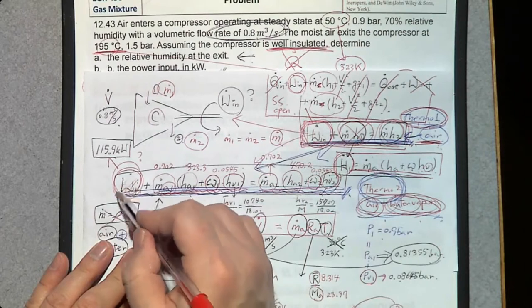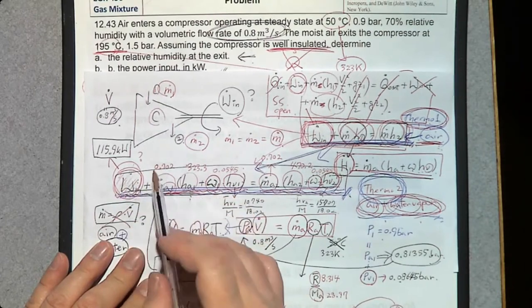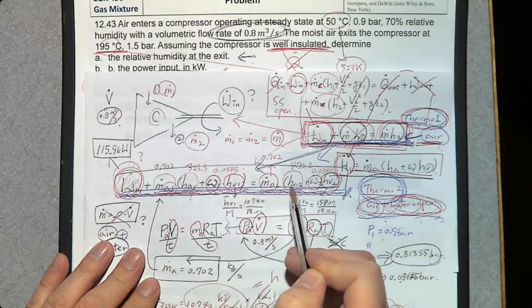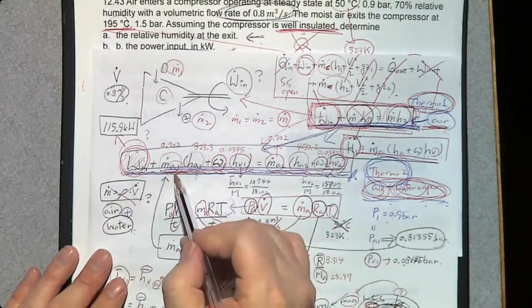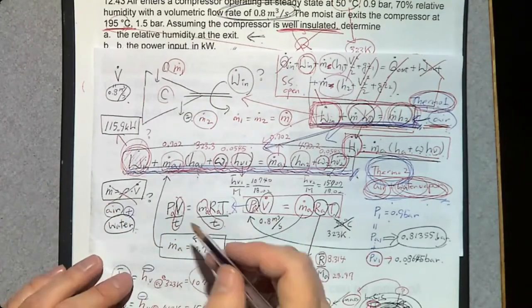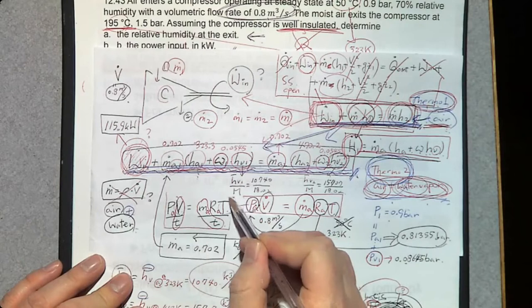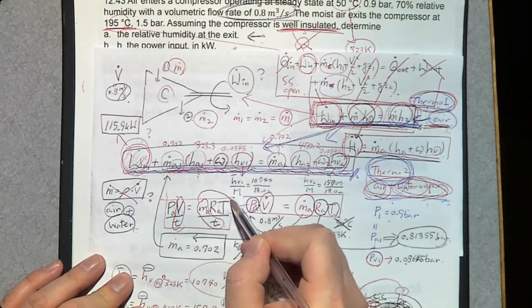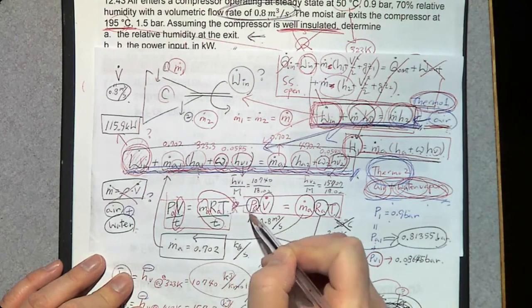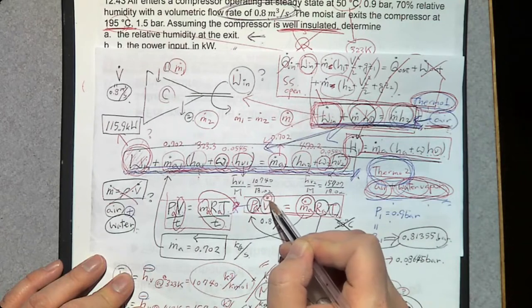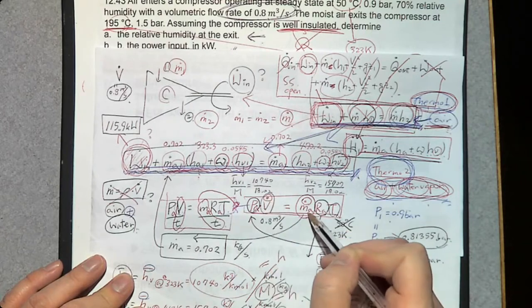And this is the unknown, which is the power input. We just need to determine each term one by one. To determine the mass flow rate, we used this ideal gas equation, which can be rewritten in this rate form. So you can see volumetric flow rate and mass flow rate.